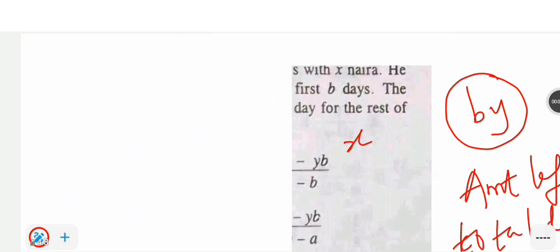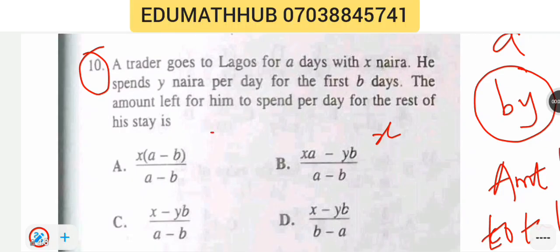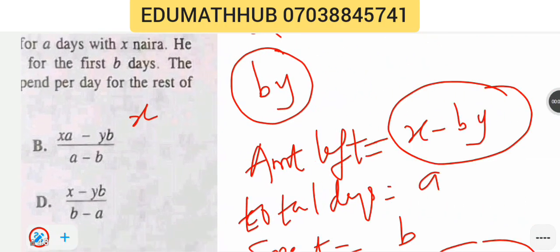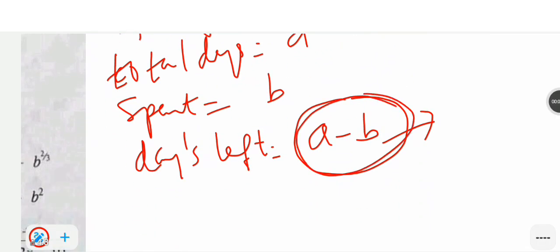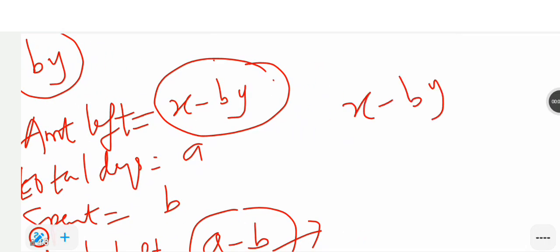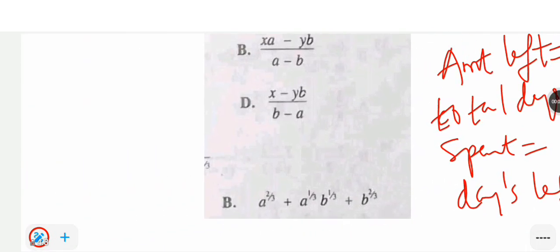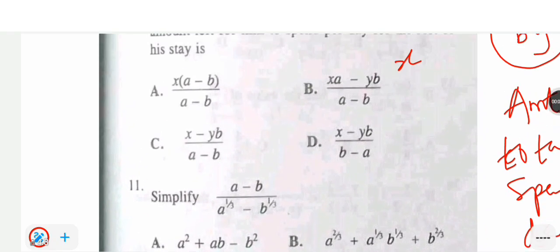They now ask us to find the amount left for him to spend per day for the rest of his stay. So you just divide these two answers, because this is the amount of money left with him, and this is the number of days he wants to spend. So how much will he spend per day? That will be X minus BY, divided by A minus B. You can check for that in the options. X minus BY over A minus B is the same thing as this answer here. So the answer is option C.